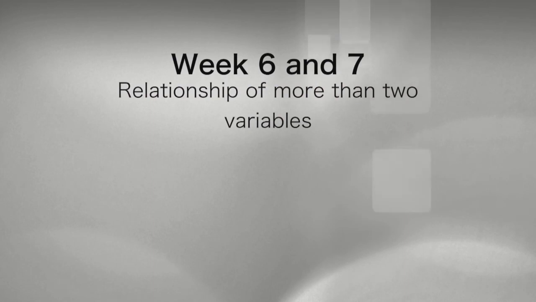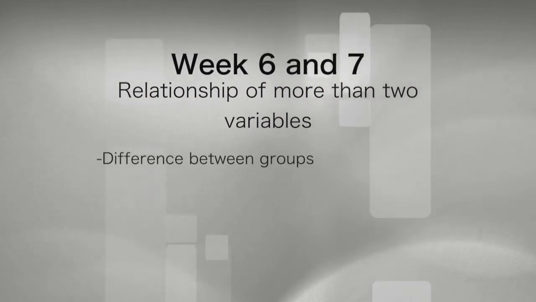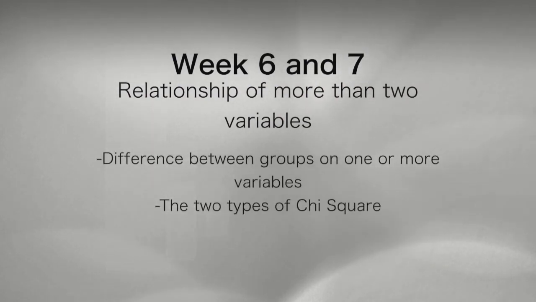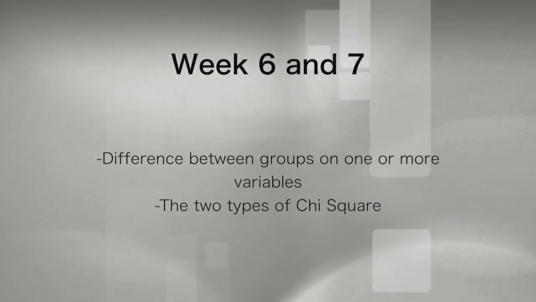Now in weeks 6 and 7, we step away from factor analysis and head into the world of chi-squared, where we're starting to look at the difference between groups on 1 or more variables. In particular, we're looking at chi-squared, which is an important non-parametric test that deals with either nominal or categorical data. There are essentially 2 types of chi-squared that we want to be looking at.